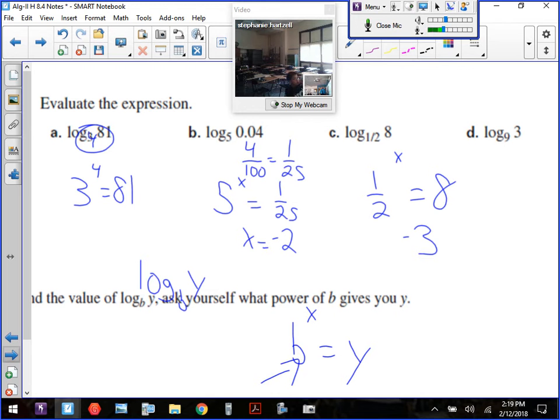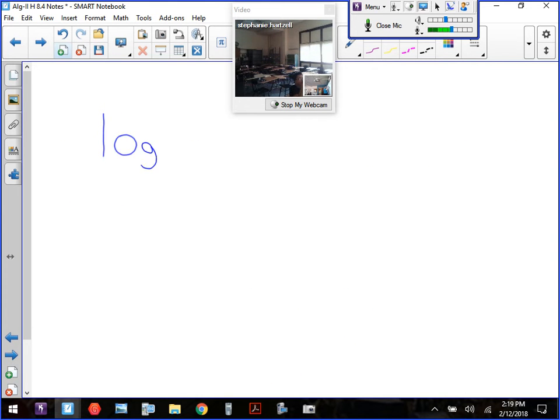And then lastly, I'll put log base 9 of 3 on a separate sheet. This one's a little tricky. Log base 9 of 3. 9 to what power is 3? 1/2. So it wasn't that tricky. Just trying to build it up a little bit.